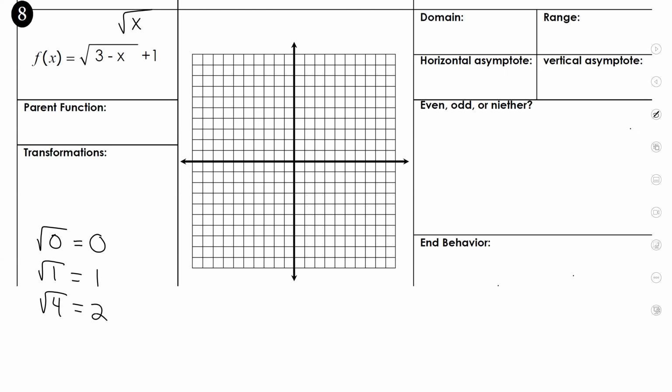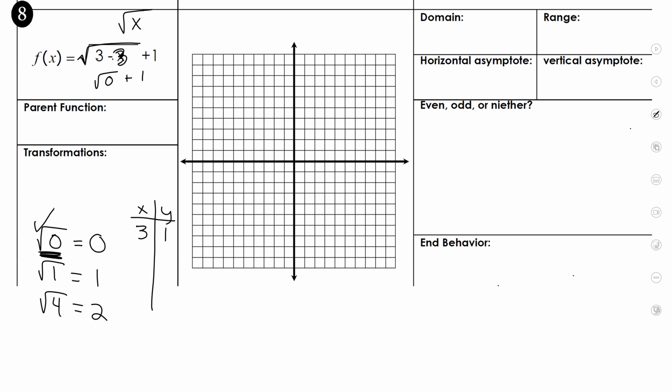Okay, so what can I put under the square root to get square root of 0? 3. So if I plug in a 3, I'll get the square root of 0. Everyone follow? Okay, so let's make a table. I'm going to plug in a 3. Because when I put a 3 right here, 3 minus 3 is 0, so I get square root of 0 plus 1. Square root of 0 plus 1 is just 1. So that's 1 point that I know that is on my graph. Does that make sense?